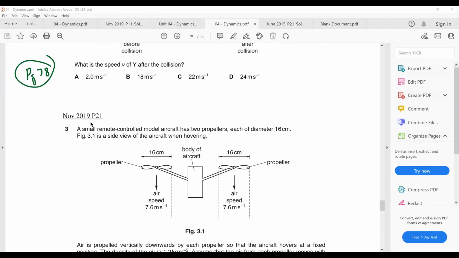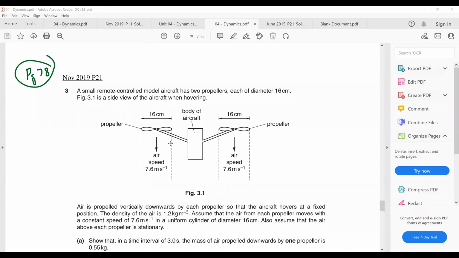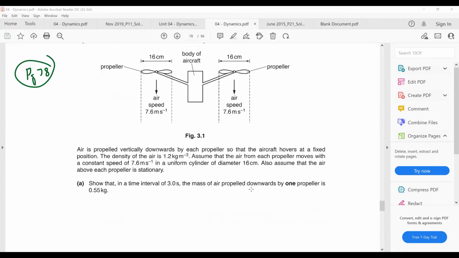You have a small remote control model aircraft that has 2 propellers, each of diameter 16 centimeter. Figure 3.1 is a side view of the aircraft when it's hovering. Air is propelled vertically downwards by each propeller so that the aircraft hovers at a fixed position. The density of the air is 1.2 kg per meter cube. Assume that the air from each propeller moves with a constant speed of 7.6 meter per second in a uniform cylinder of diameter 16 centimeter. Assume that the air above the propeller is stationary. Show that in a time interval of 3 seconds, the mass of air propelled downwards by one propeller is 0.55 kg.